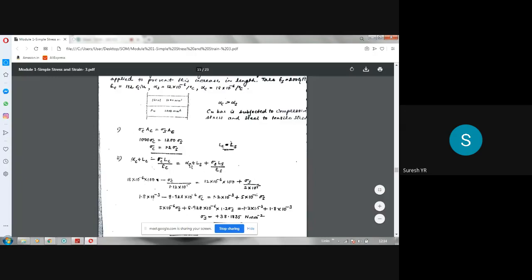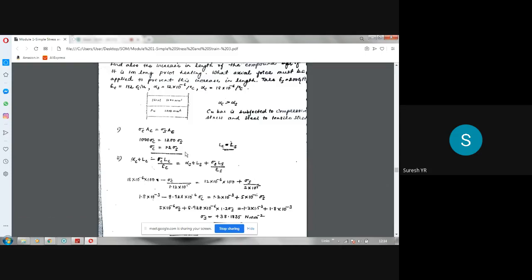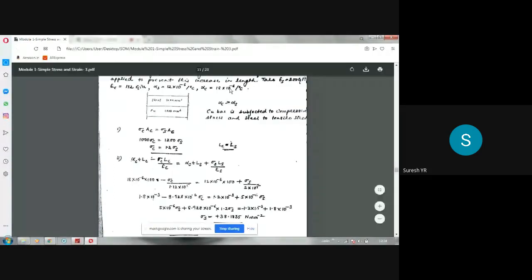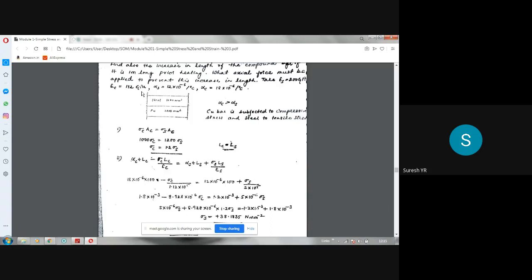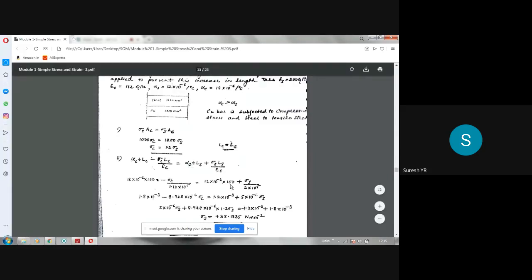In this way, you substitute all the values except sigma S and sigma C, which are unknowns. LC and LS are equal here, he has given 1 meter length, so you can just cancel them. So alpha C is 18 into 10 power minus 6, into T which is 100 degrees centigrade, minus sigma C, LC cancelled, divided by EC, 112 into 10 power 3 or 1.12 into 10 power 5 MPa. Be careful when substituting in the formula, everything should be in Newton and mm square. It is equal to alpha S T LS, LS cancelled because LS is equal to LC. Alpha S is 12 into 10 power minus 6, T is 100, plus sigma S divided by 2 into 10 power 5, since 200 GPa means 2 into 10 power 5 MPa. So this is the equation we have got.